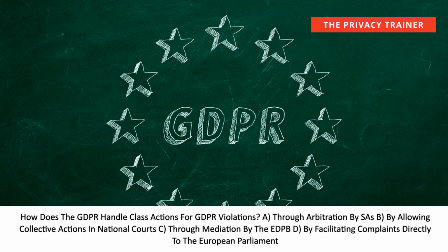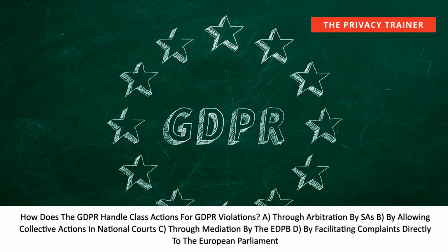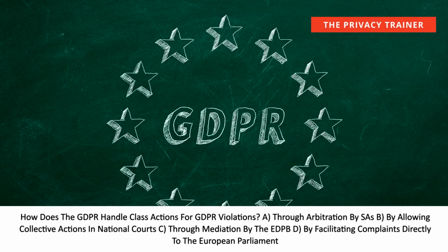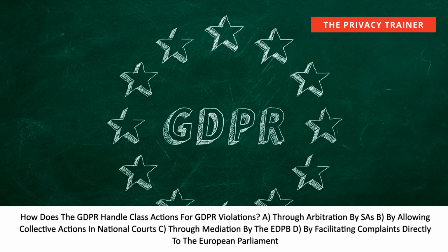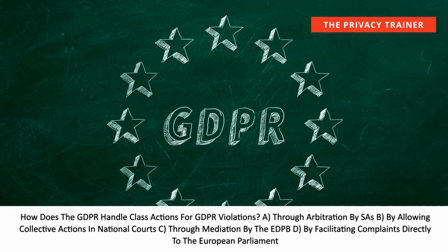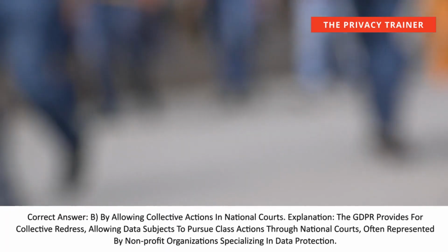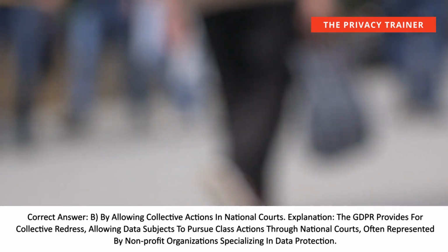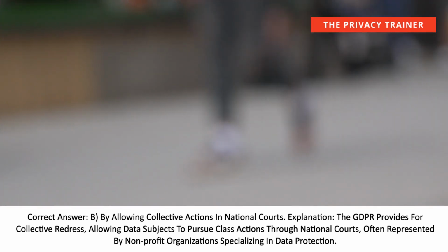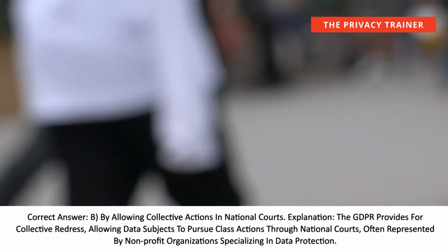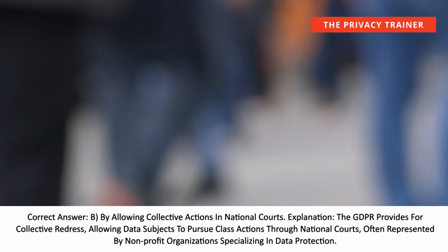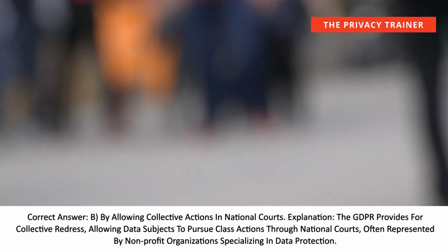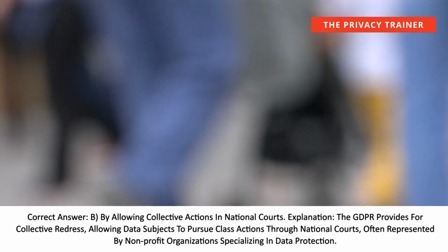How does the GDPR handle class actions for GDPR violations? A. Through arbitration by SAs. B. By allowing collective actions in national courts. C. Through mediation by the EDPB. D. By facilitating complaints directly to the European Parliament. Correct answer. B. By allowing collective actions in national courts. Explanation. The GDPR provides for collective redress, allowing data subjects to pursue class actions through national courts, often represented by non-profit organizations specializing in data protection.